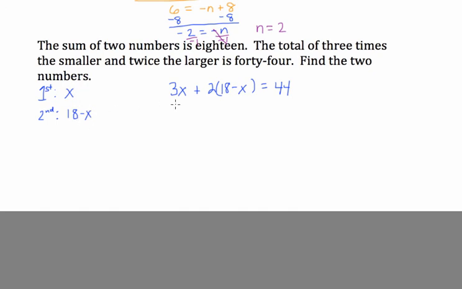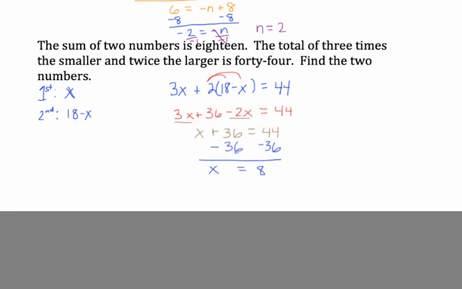Now let's use that to make an equation. The total of, so that means add, 3 times the smaller, 3 times x, and twice the larger, so 2 times the larger, 2 times 18 minus x, equals 44. There's our equation. Now we can solve that equation. Pause the video if you need time to write this down. And you find that x equals 8. So that means my first number, the smaller number, is 8. So my larger number must be 18 minus 8, or 10.